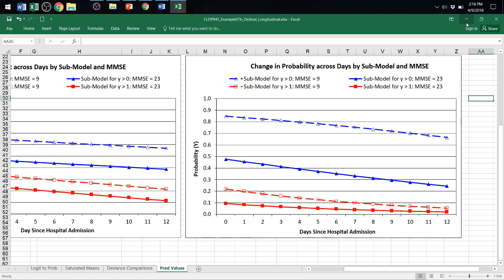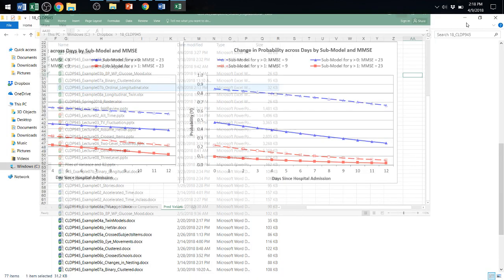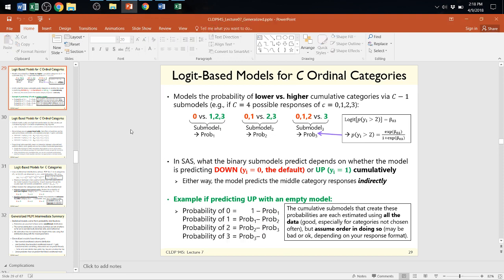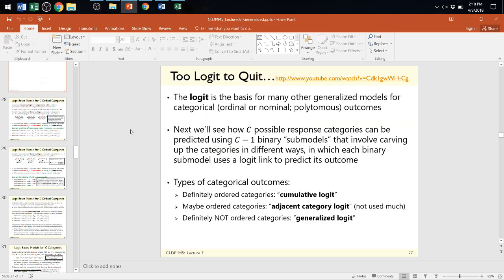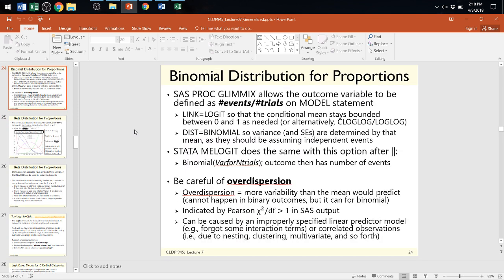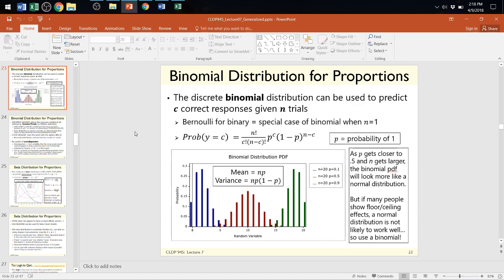Other questions on that one? No? Okay. Can I show you proportions a little bit? We have a few minutes left. We can get into proportions.